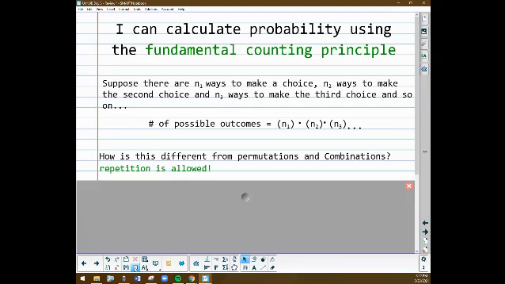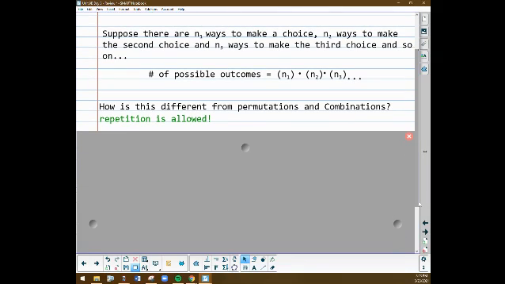One thing that might be a little bit tricky is how is this different from permutations and combinations? Well, the main reason why we would use the fundamental counting principle instead of a permutation or a combination is because we can use repetition in the fundamental counting principle, but we cannot if we're doing permutations and combinations. So if you come to a question and you're not sure, think about, am I allowed to repeat options? And if you are, then you can use the fundamental counting principle.